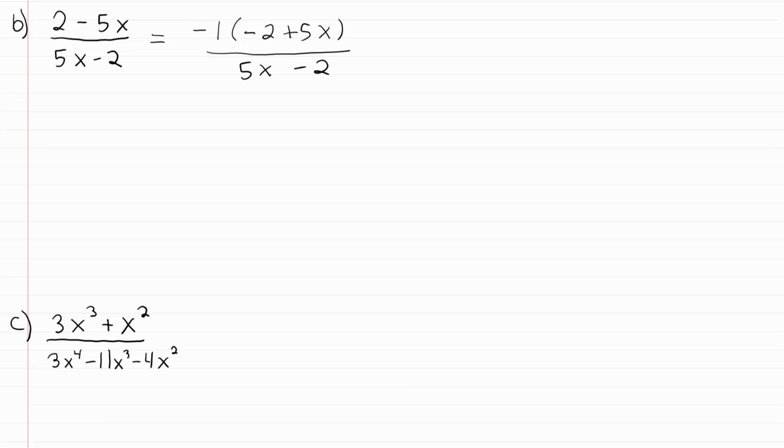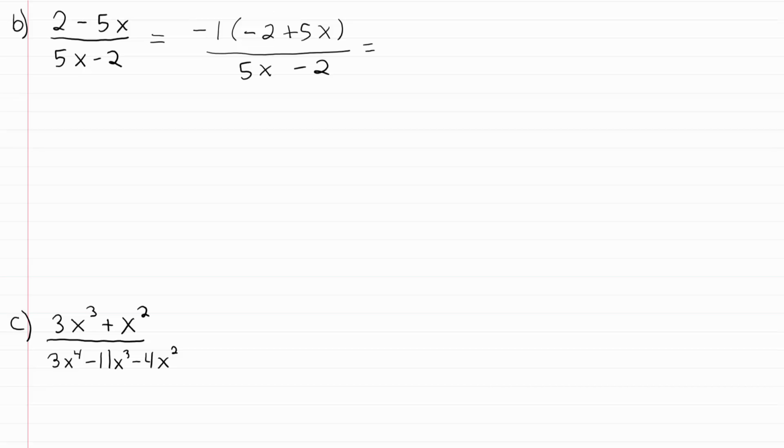Now from here, there's a couple of things I want to point out, and that is that you could certainly show that if you distribute this negative 1 back into the parentheses, you would end up with the original numerator. Now we want that to be the case. That's just to ensure that we've done the factoring of the negative 1 properly.